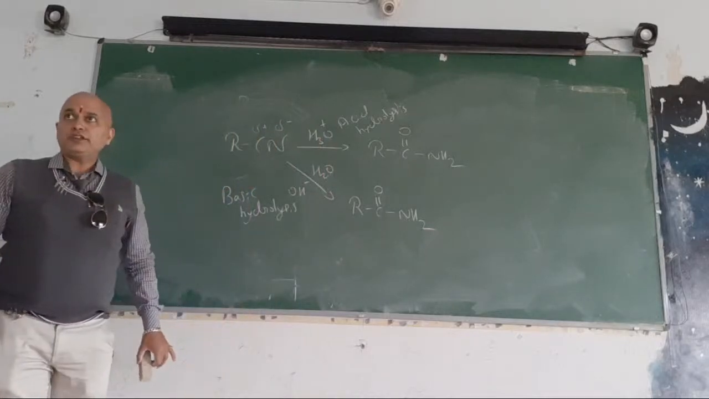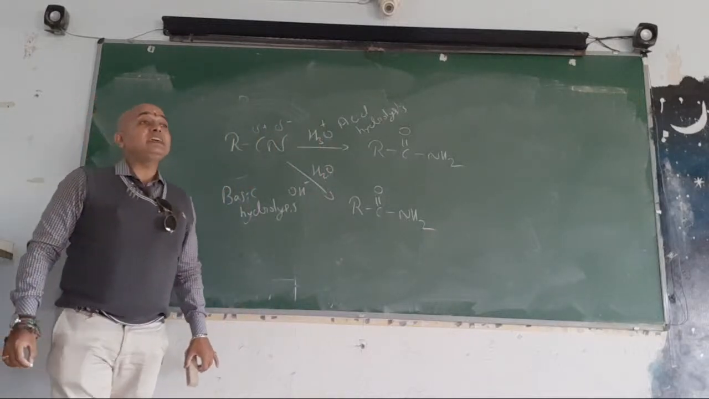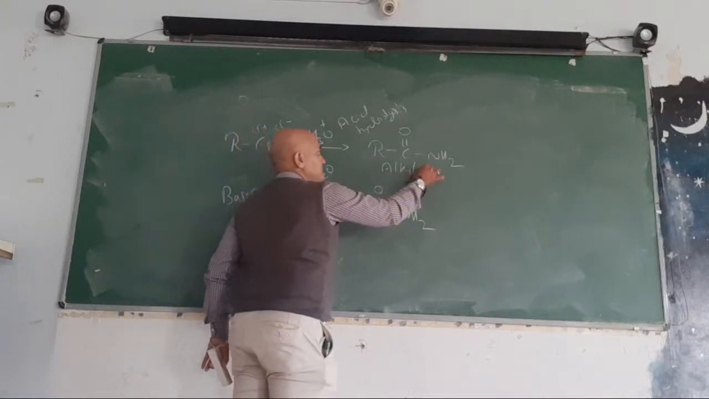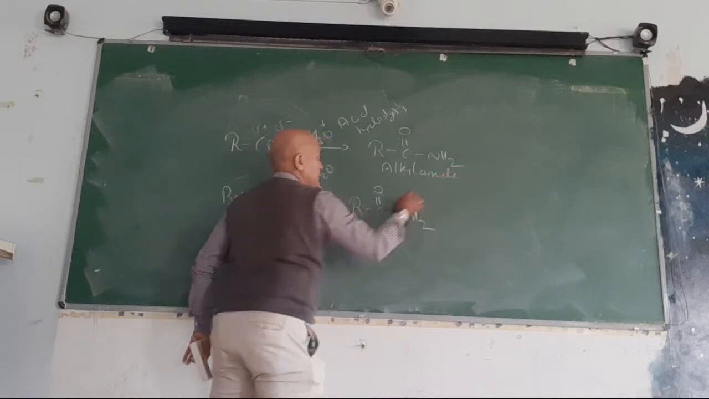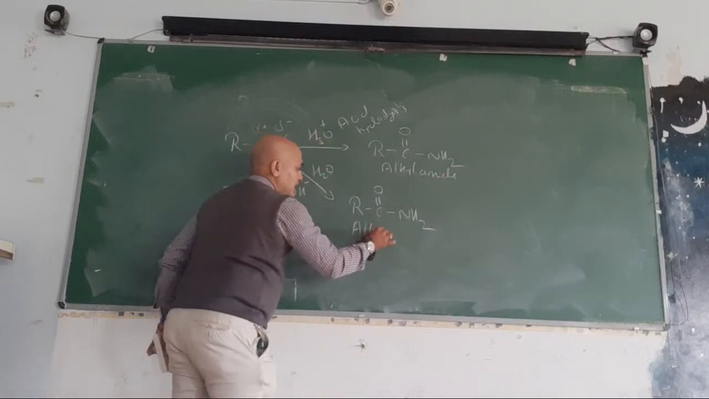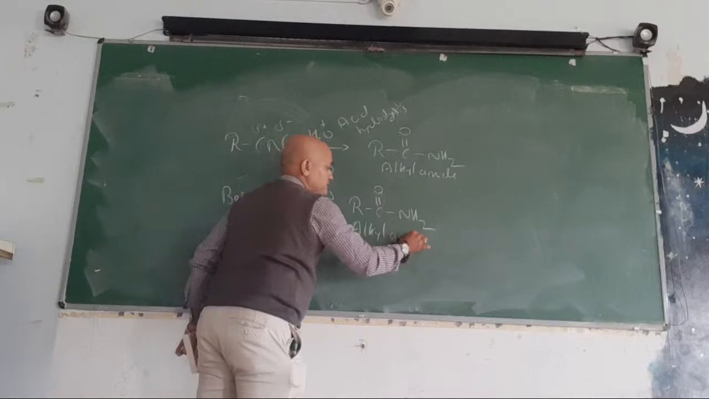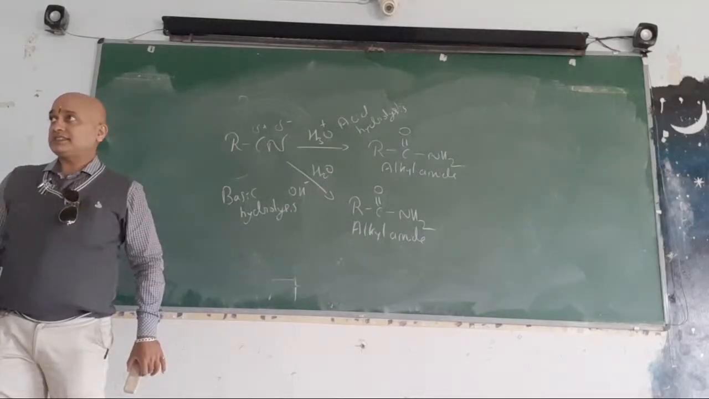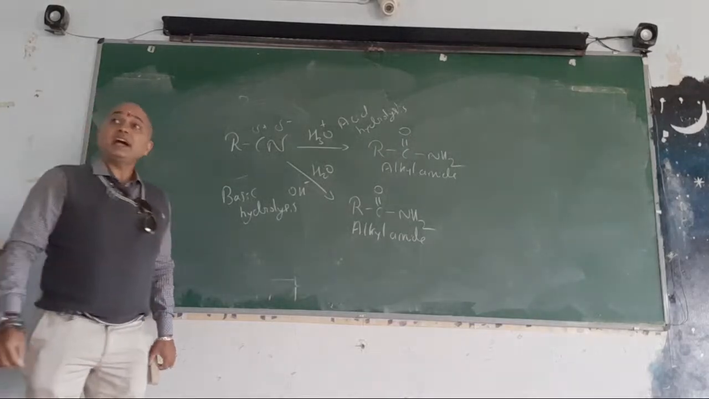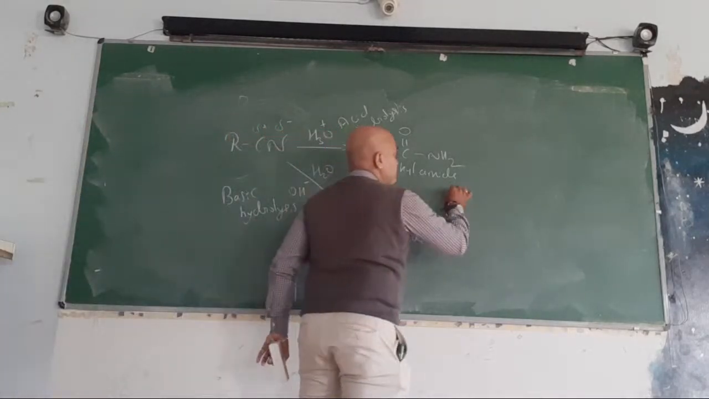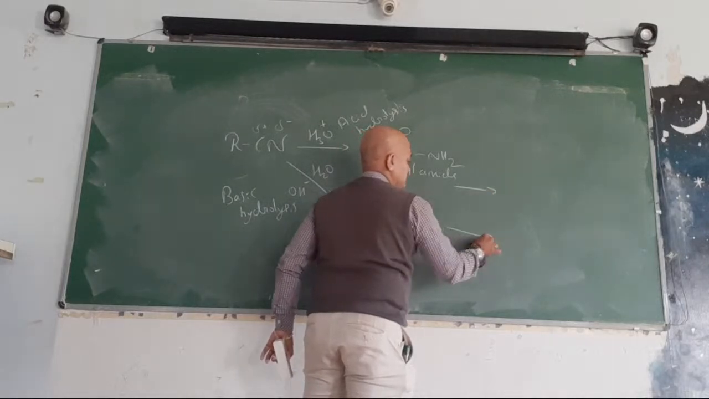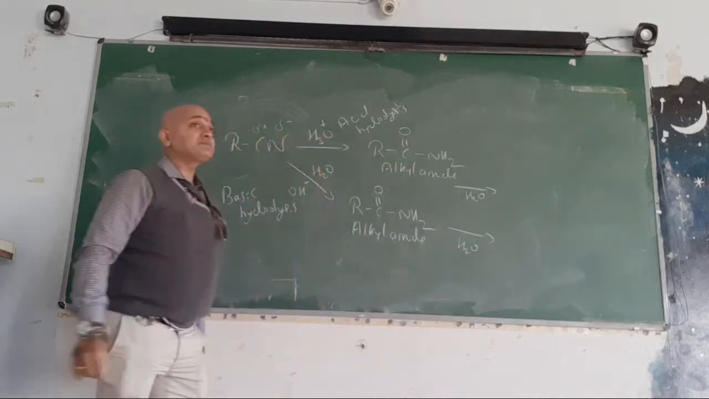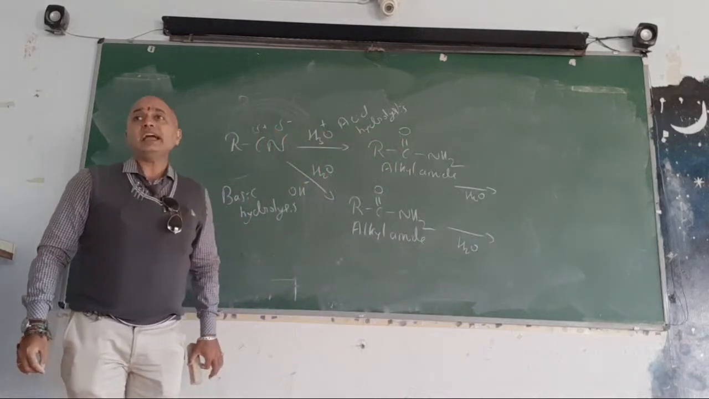Which is that one? It is alkyl amine. Very good. It is nothing but alkyl amine. So here also we are getting the alkyl amine. Now, which on further hydrolysis will give respective carboxylic acid.